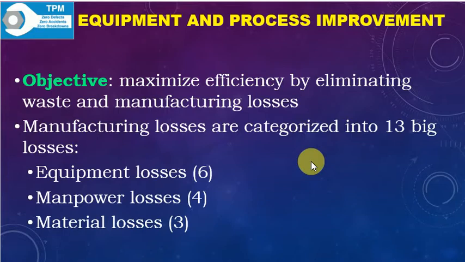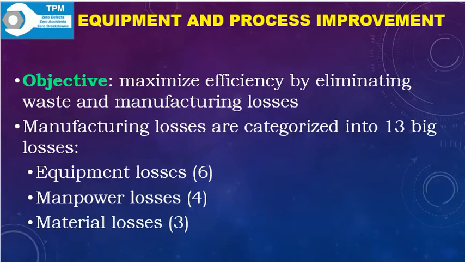Today we consider these manufacturing losses. What are the manufacturing losses? There are 13 big losses, and they come under three major categories. First is equipment losses, which consist of 6 losses. Then manpower losses, which include 4 losses. And the third category is material losses, which are 3 different types of losses. So the total is called the 13 big losses of manufacturing.